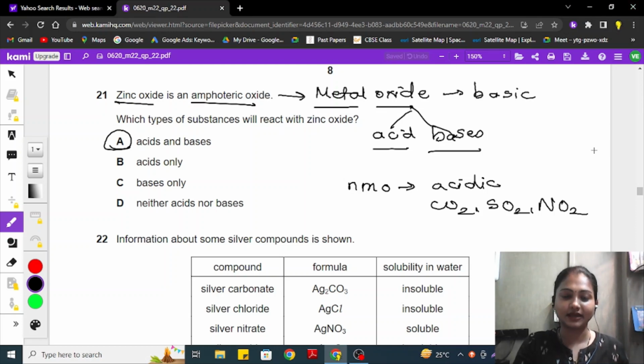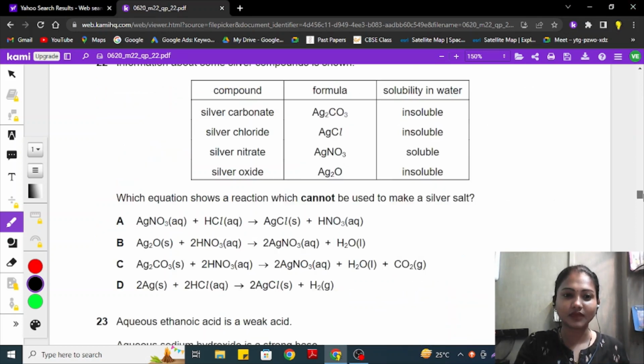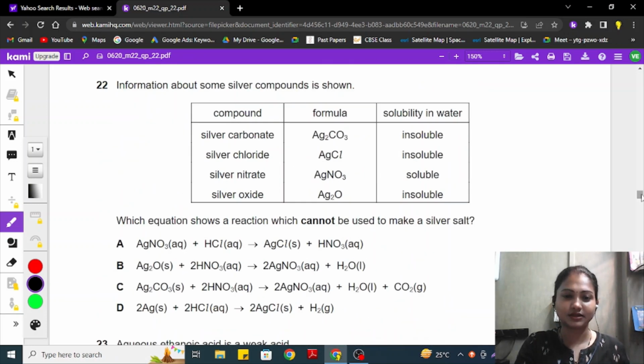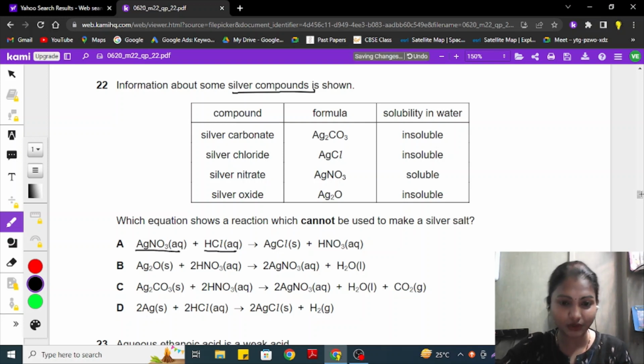Moving to the 22nd question here. Information about some silver compounds is shown. Which equation shows a reaction which cannot be used to make a silver salt? Okay, so here we have AgNO3 which is reacting with hydrogen chloride. It is forming AgCl plus HNO3.